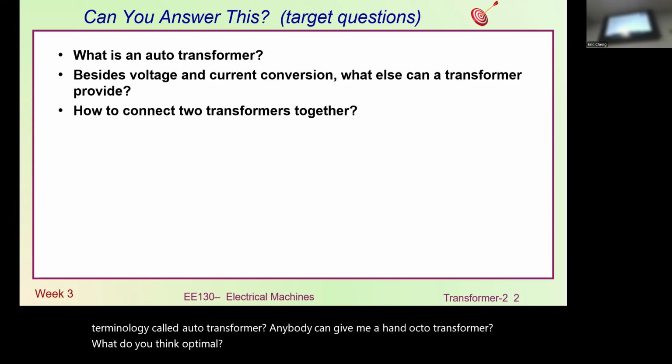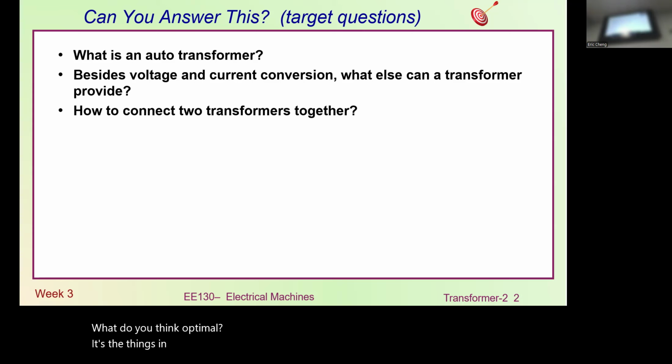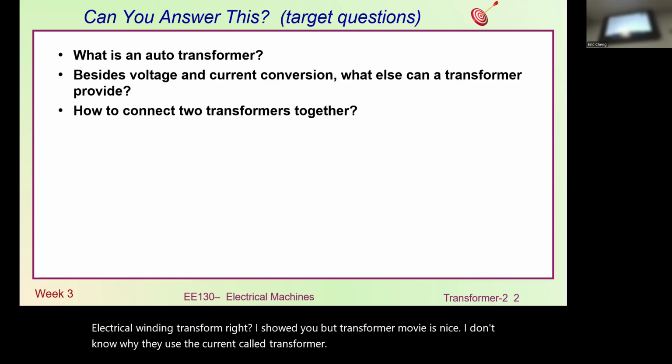Auto transformer. It's the things in the movies. No, not that transformer. Robotic transformer. The robotic transformer in the movie is autonomous. But here we call them electrical winding transformers, right? I'll show you later on. Yeah, but the Transformers movie is nice. I don't know why they use the term transformer. Because they can transform, right?